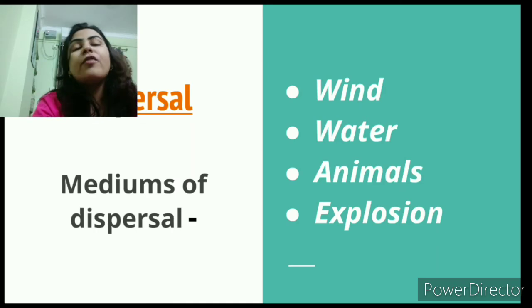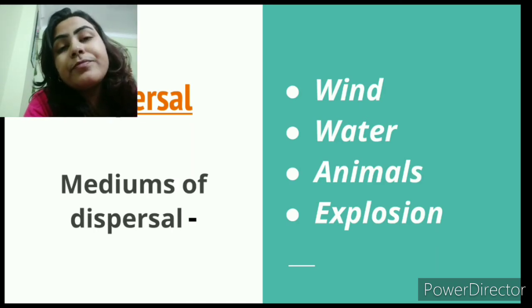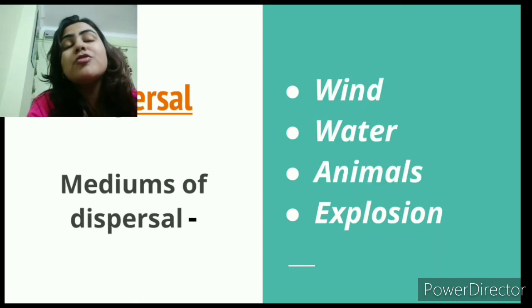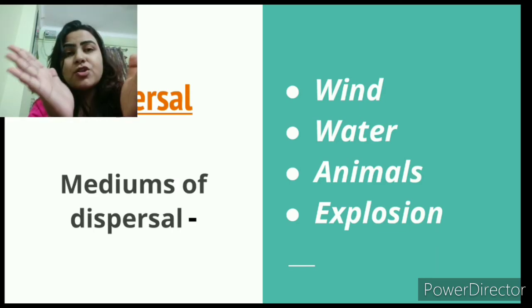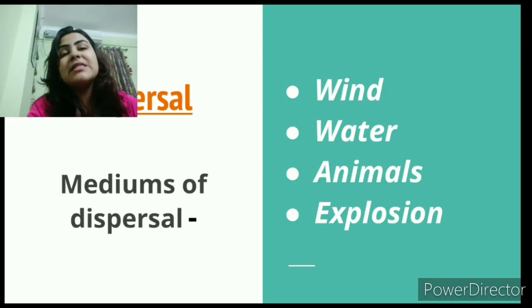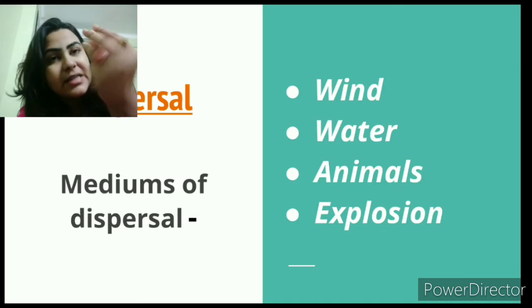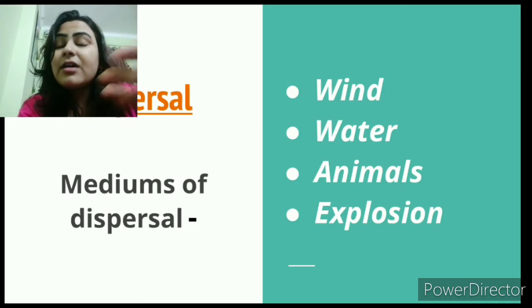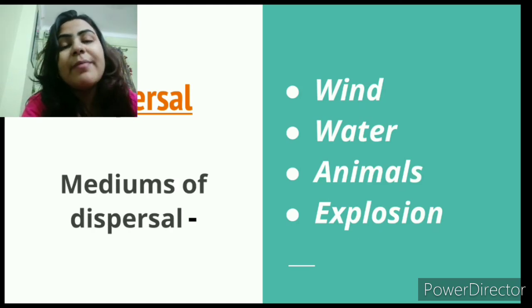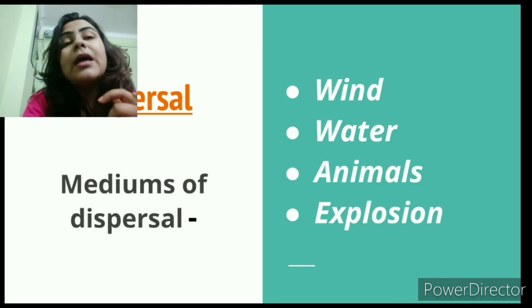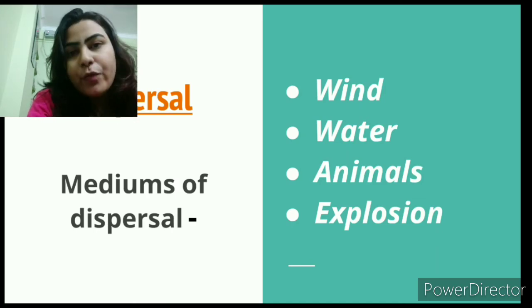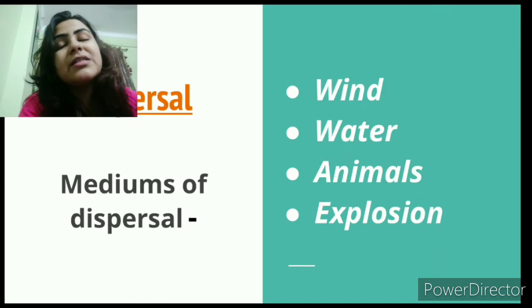And last we have explosion. Explosion is the process of dispersal in which the seeds themselves get dispersed. That is, when the fruit becomes too ripe and dry, it bursts open by itself, and the seeds present inside the fruit get scattered on the soil. And since most of the seeds are generally round, their spherical shape helps them travel a long way. So these are the 4 mediums of dispersal that we have.